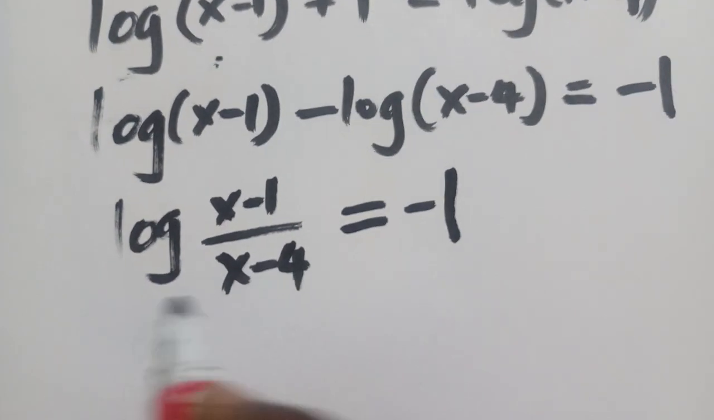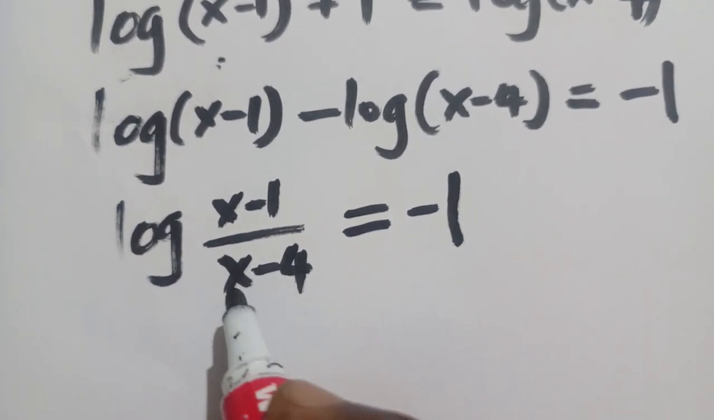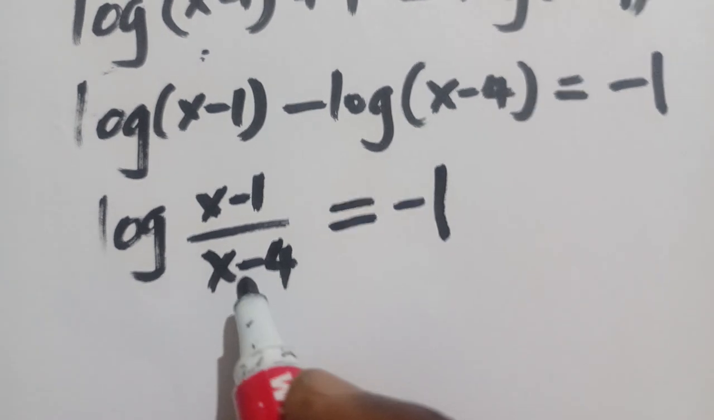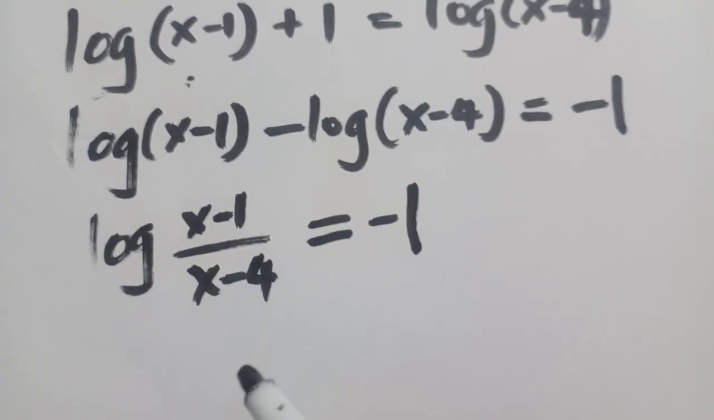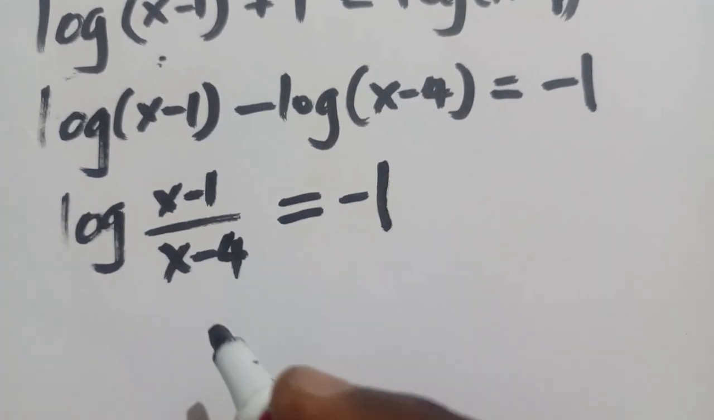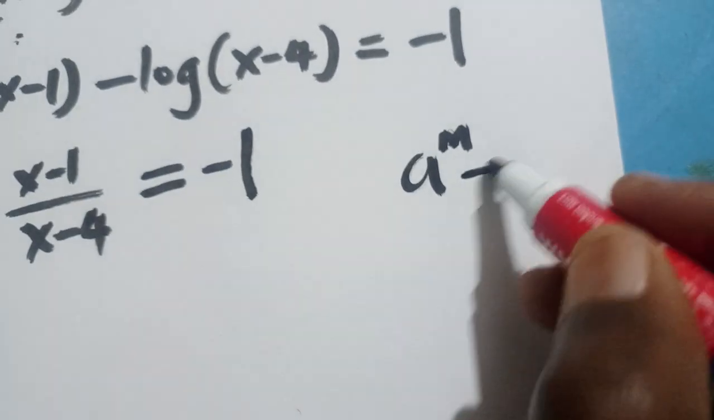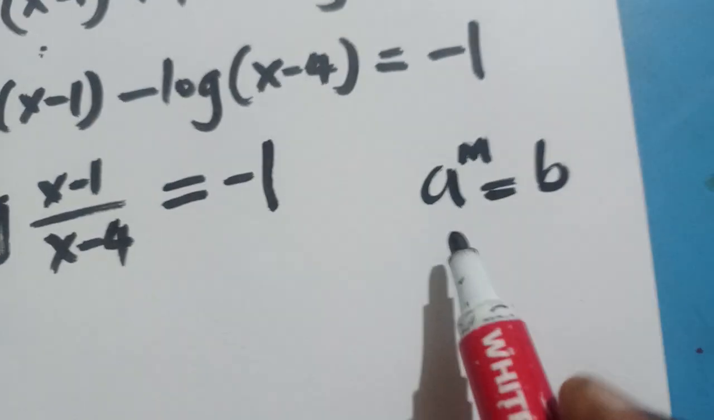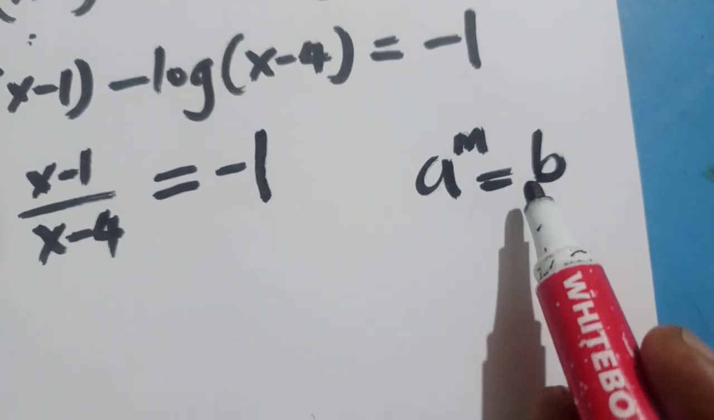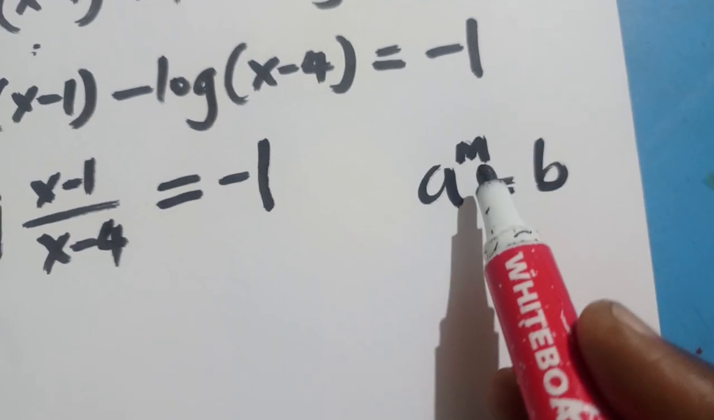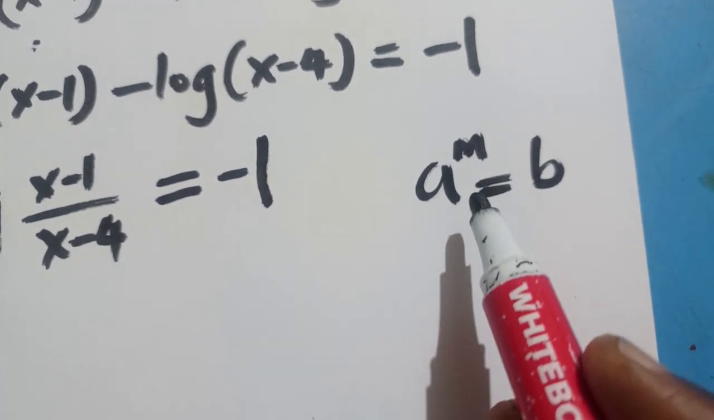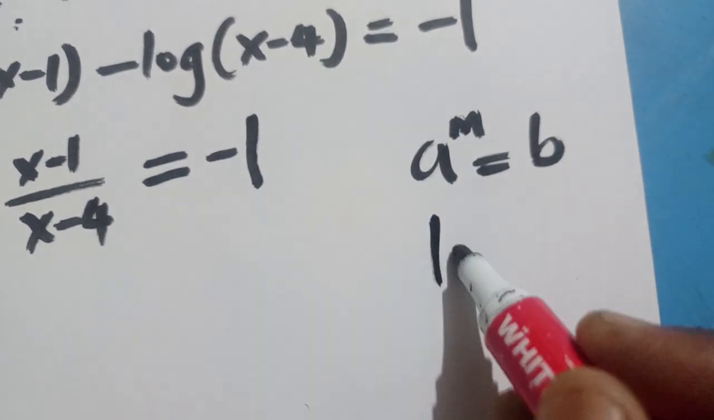Now when you have such an equation, in logarithms we call this logarithmic notation. We have two notations, index notation and logarithmic notation. What do we mean? For instance, if I have a number like a raised to m is equal to b, then I would say this is index notation. Now you can come from index notation to logarithmic notation by introducing log.